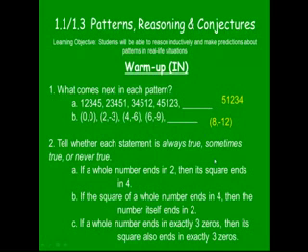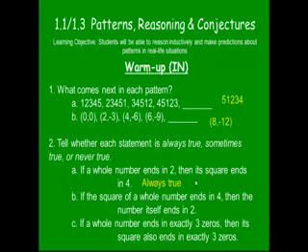Okay, number 2. Is this always, sometimes, or never true? A, if a whole number ends in 2, then its square ends in 4. Hopefully you tried a bunch of numbers. 2 squared is 4, 12 squared is 144, 22 squared is 484, 32 squared is 1024, and they all end in 4. I could keep going all day long, and I bet it would be true. So that is always true.